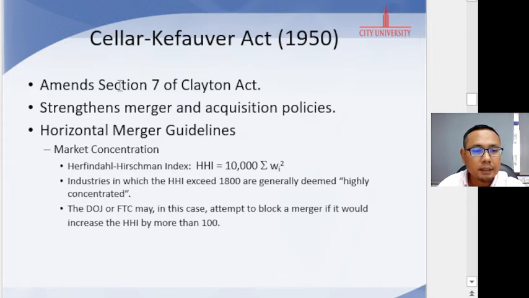So again, one of the very popular strategies at that time was mergers and acquisitions, used to monopolize a market.